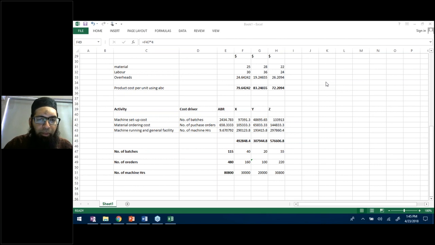Sir, will this formatting like cell adjustment be required for us to do in the exam? No, you don't need to adjust the cells. I have adjusted it for you so that you can easily view what I am doing. In an exam, you don't require to adjust it.